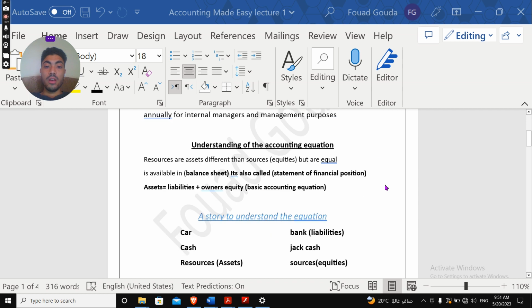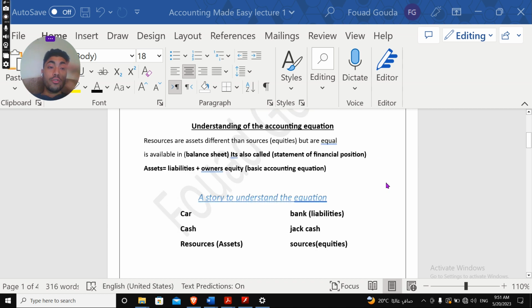Alright. And for better communicating to the owner, if we prepared it monthly or quarterly, we would tell the owner that your company is at this exact position.